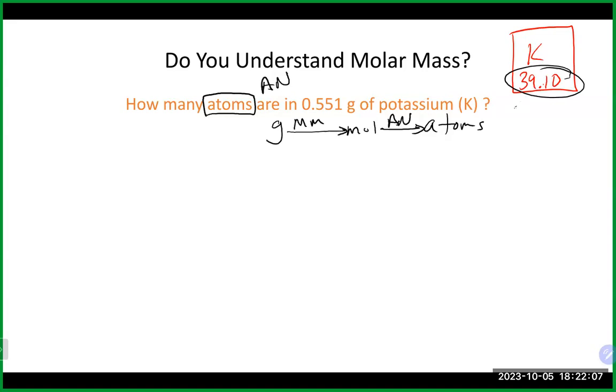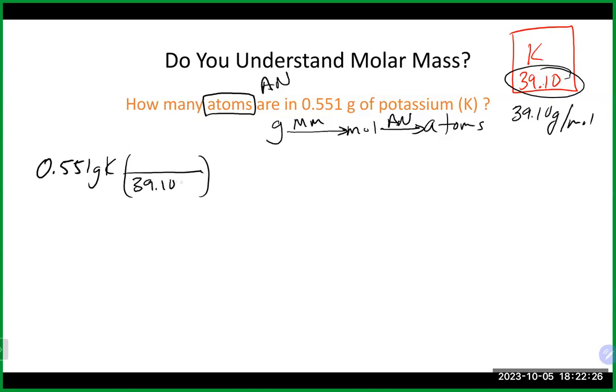So we have 39.10 grams per mole for potassium, and we're going to use that as a conversion factor. We have 0.551 grams of potassium. Setting up dimensional analysis, we want to go opposite, so the grams go on the bottom so they cancel, and the moles of potassium go up on top. If we stop our calculation at this point, we are in moles of potassium, which is halfway there.